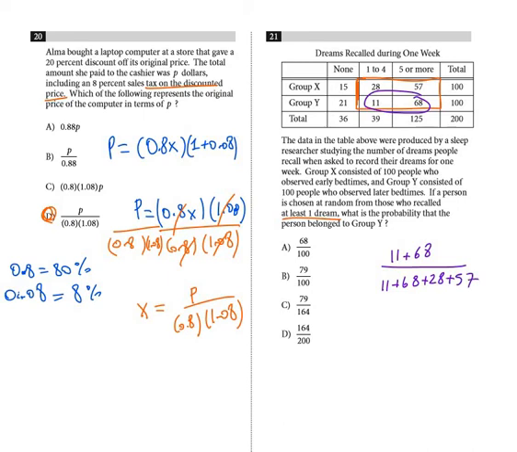So 11 plus 68 is 79. So this is eliminated, this is eliminated. And we know that this number is greater than 100. So it's going to be 164, but make sure with your calculator. So this is going to be the answer.